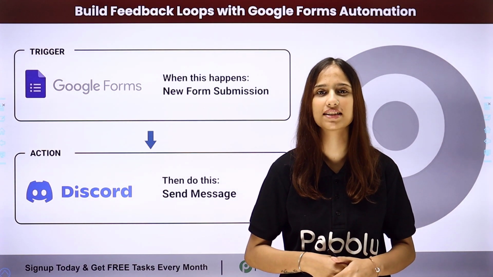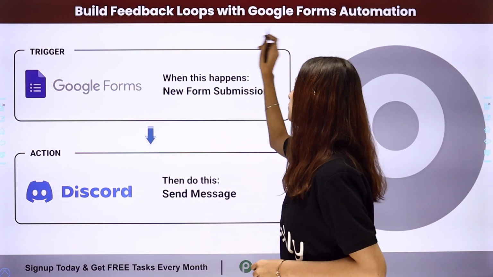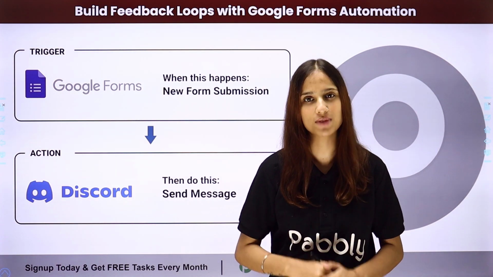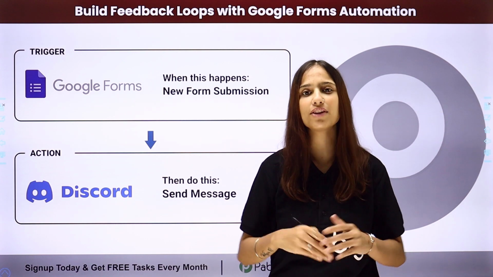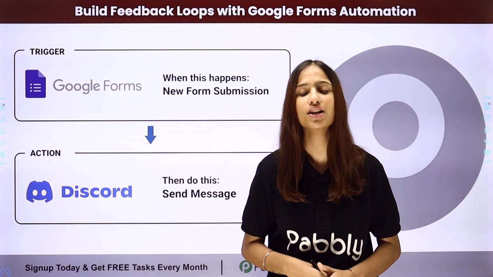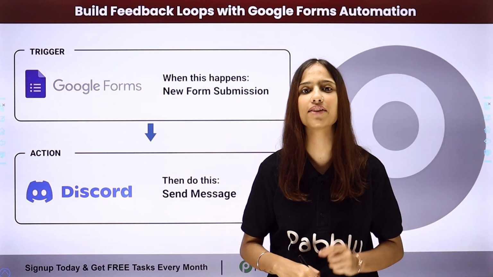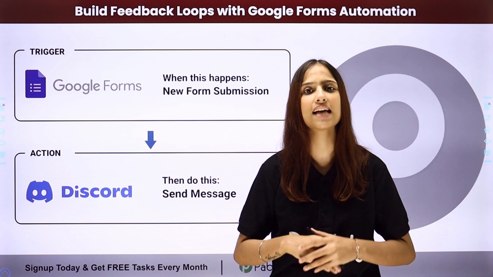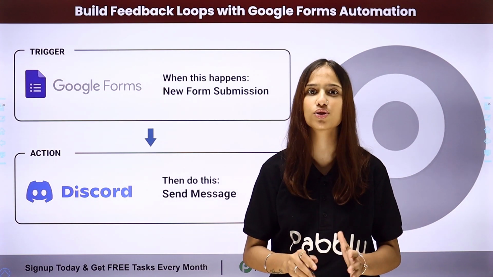So in today's video we will understand how to build feedback loops with Google Forms automation. So here let's assume that I have a YouTube channel, and to collect the feedback from my subscribers I've added a Google Form link in the description box. So here my objective is that whenever there will be a new form submission, then I want to share the form responses as a channel message in my Discord channel.